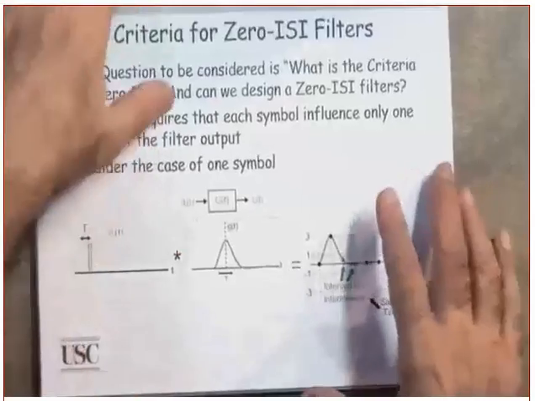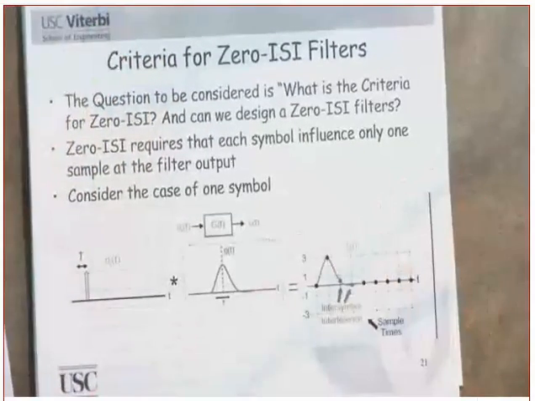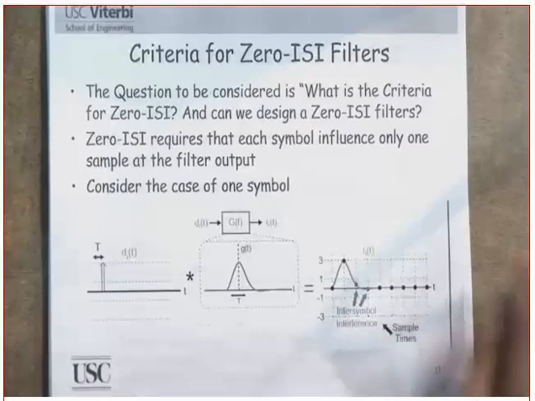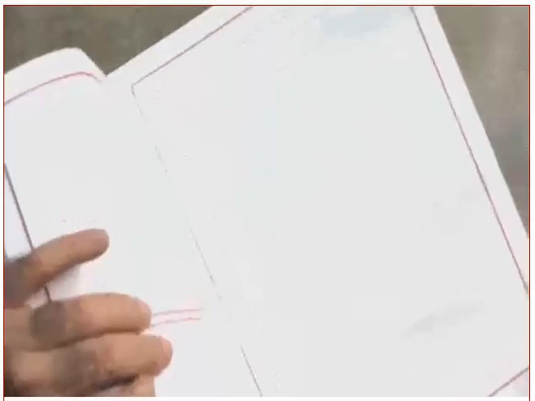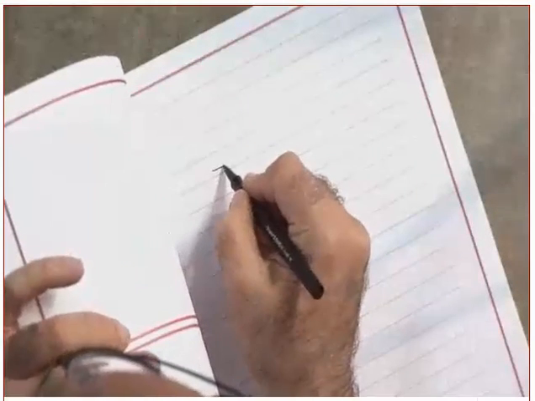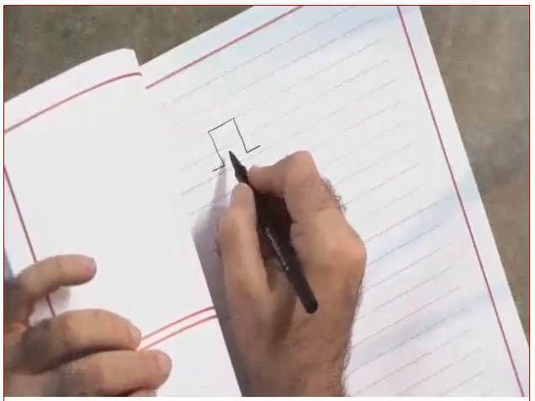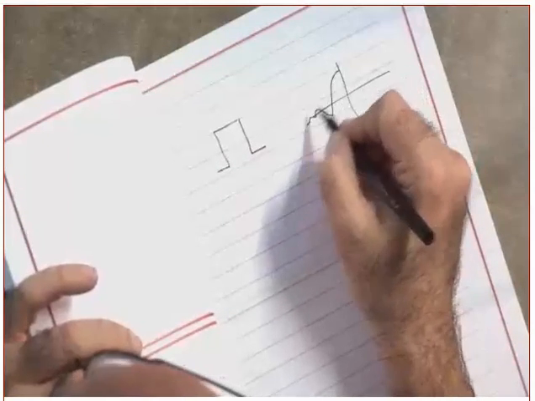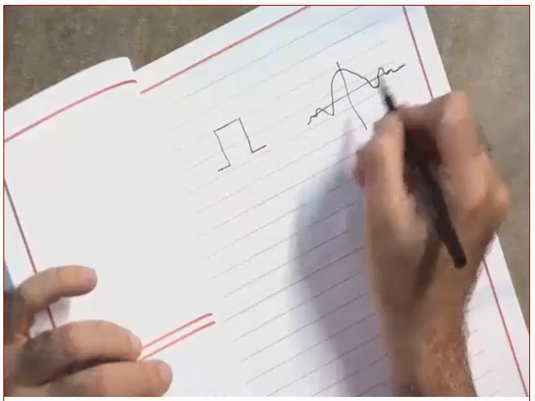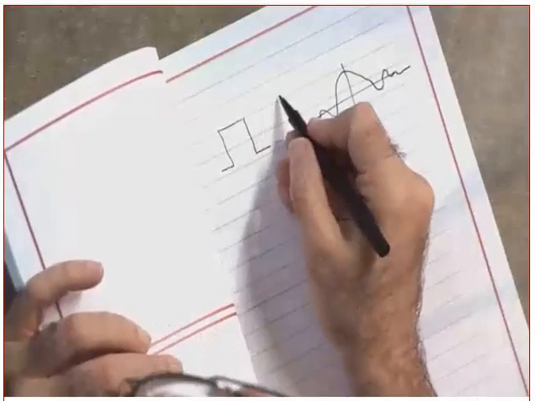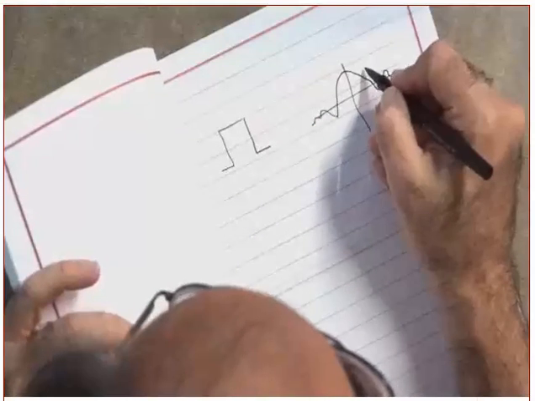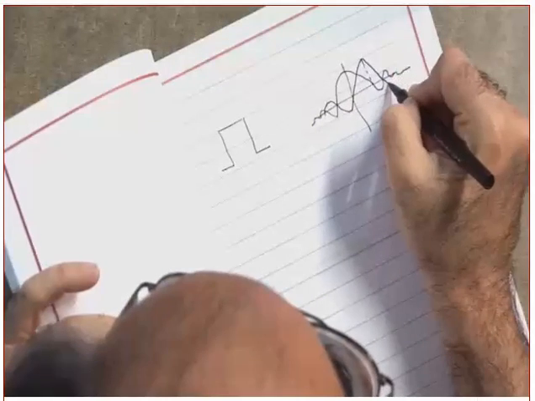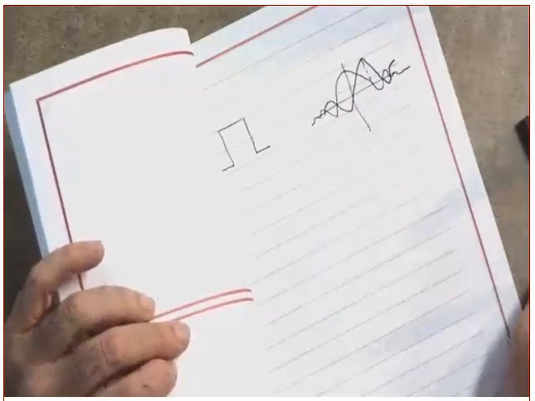Now, the criteria. Can we have a criteria? Can we design a filter that introduces zero intersymbol interference? I want to show you one thing here. Listen to me. Let's assume that I'm transmitting a pulse. This is a pulse. What is the spectrum of this guy? The spectrum of this guy is this. Clear? If the next pulse is like this, will there be intersymbol interference?